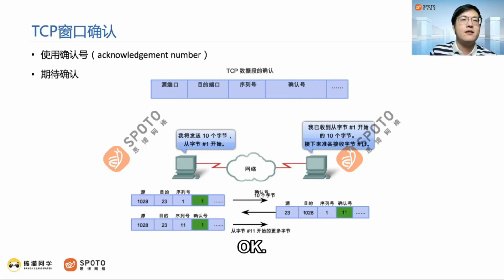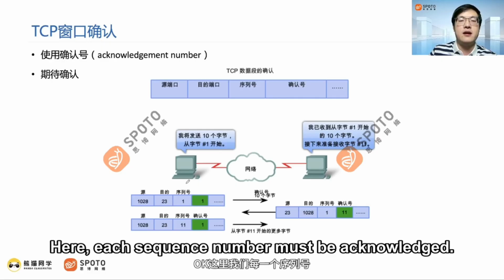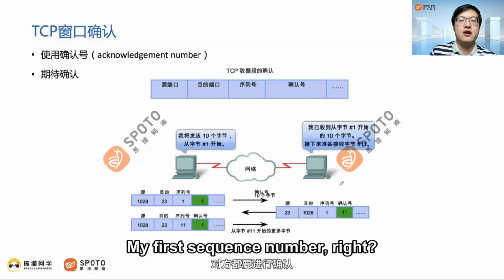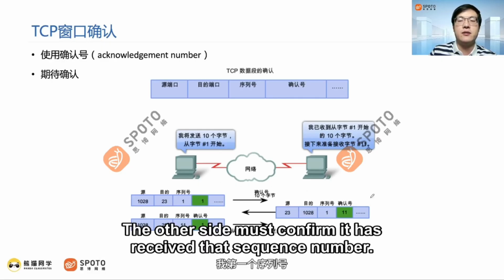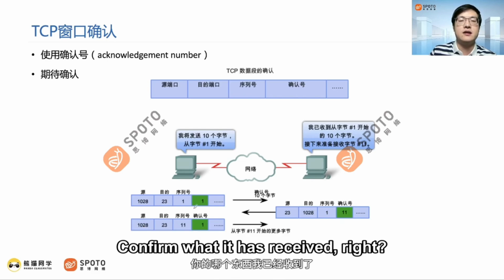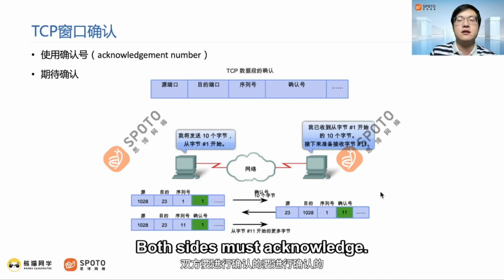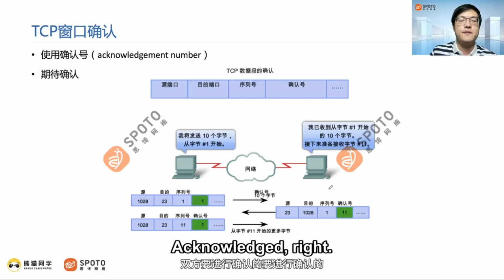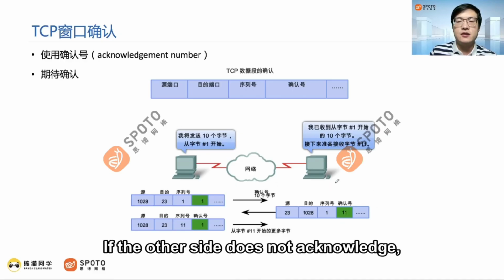Okay. Here, each sequence number must be acknowledged. My first sequence number, right? The other side must confirm it has received that sequence number. Confirm what it has received, right? Both sides must acknowledge. If the other side does not acknowledge, what happens then?